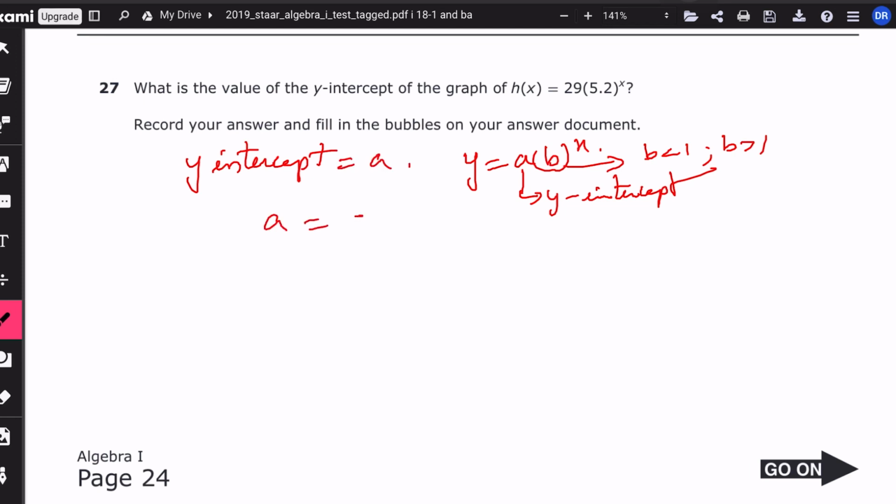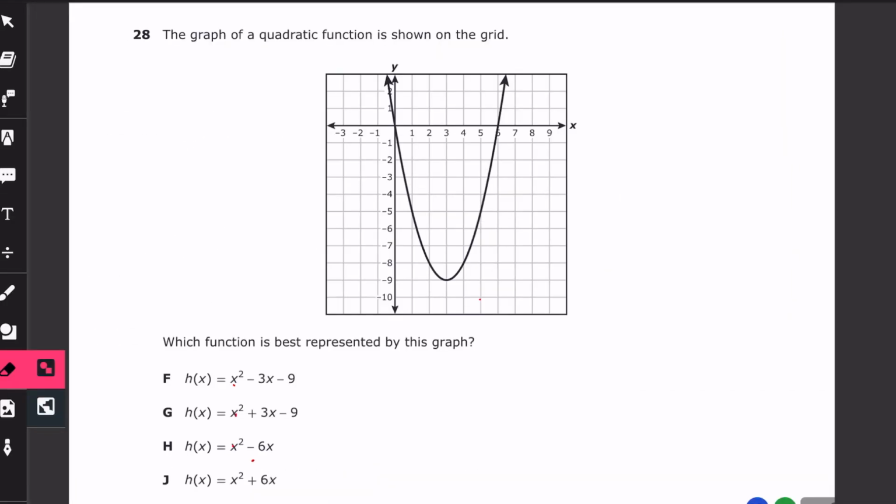So a is equal to 29 is the answer. This is the answer. Next, 28 problem. The graph of a quadratic function is shown on the grid. Which function is best represented by this graph?